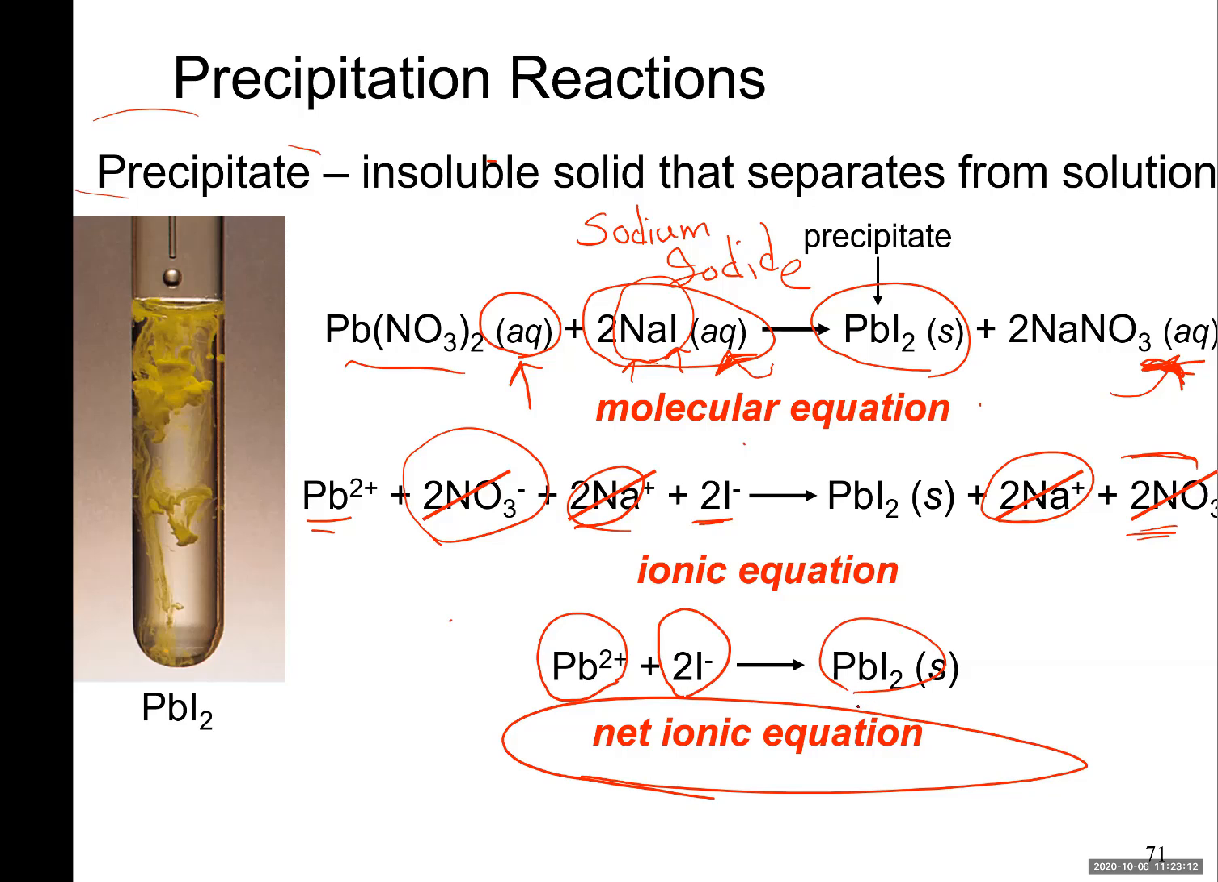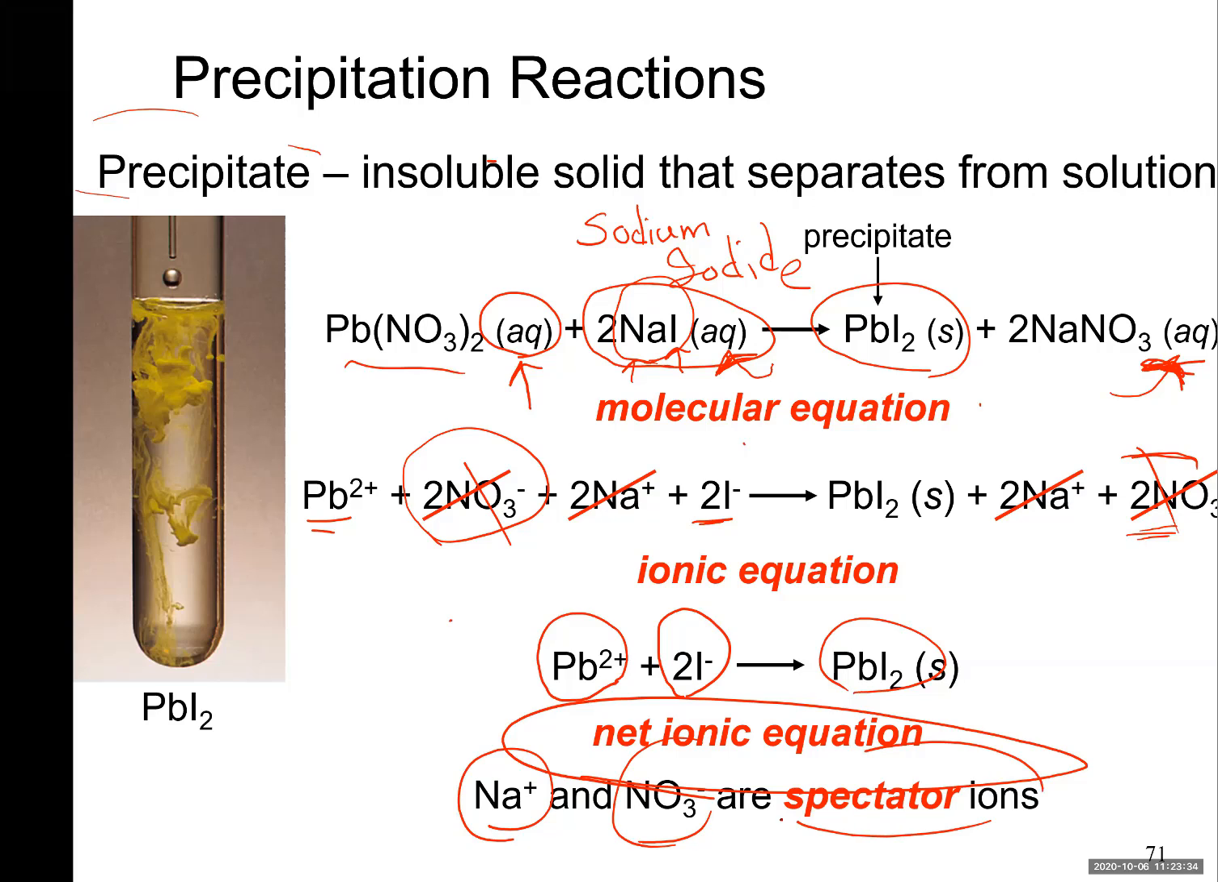We changed. The other ones, which used to be the same before and after. See, sodium before and sodium after, they are the same. NO3 minus before and NO3 minus after, they are the same, they are not changing. So because of that, those which are canceled, like sodium ion and NO3 minus, we call them spectator ions. So the real change is shown by the net ionic equation. The spectators, they just sit and watch, they don't change.